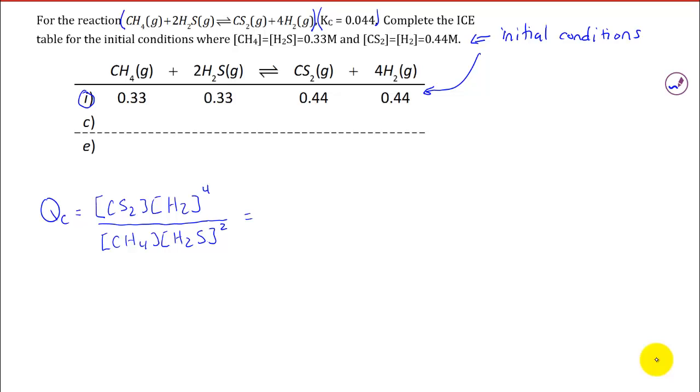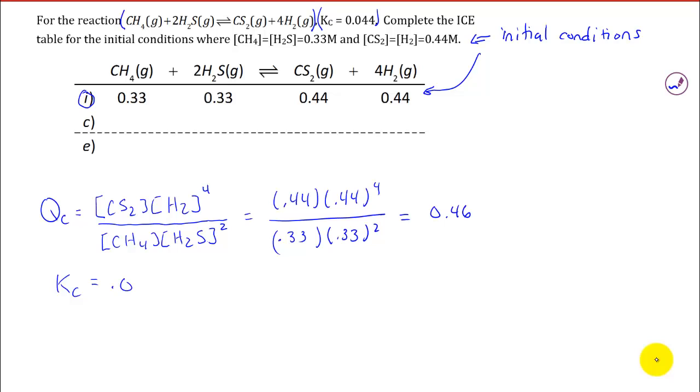All right, so I just got to now plug in the numbers. 0.44 to the fourth, 0.33 squared. If I do this, I get 0.46. Well, K sub C we see is 0.044. That's much less than Q sub C, which is equal to 0.46. It's roughly 10 times less.